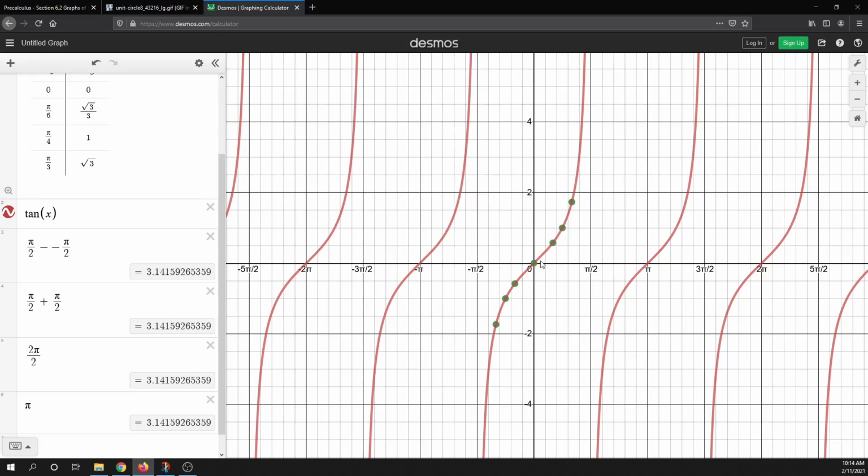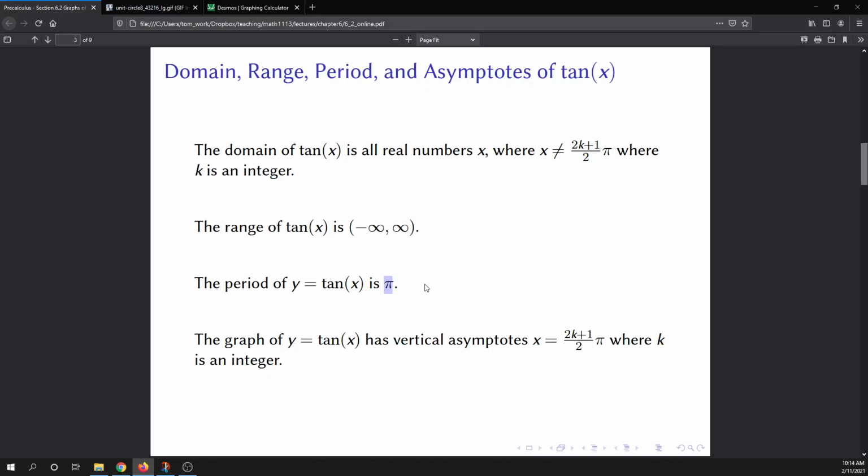It only takes half the distance for the tangent to repeat itself. You can see here's another period, here's another one, and so on and so forth. So that is the period of the tangent function. In the next video we will talk about the cotangent function, which is very, very similar to the tan function.